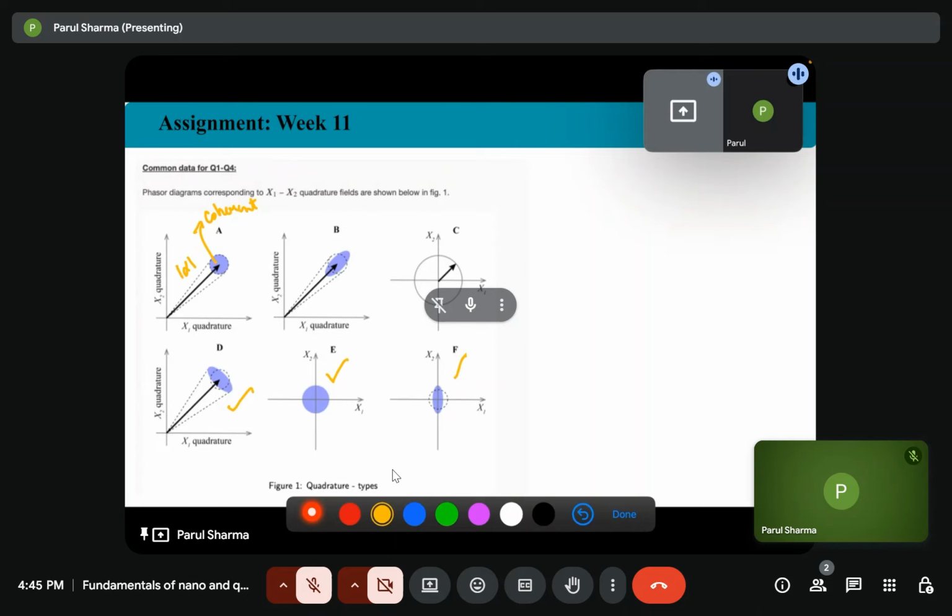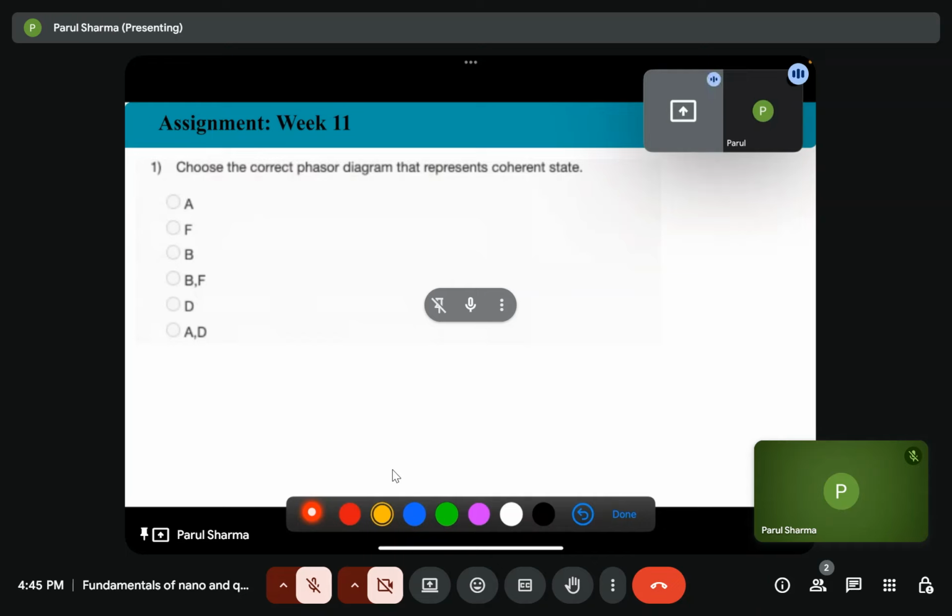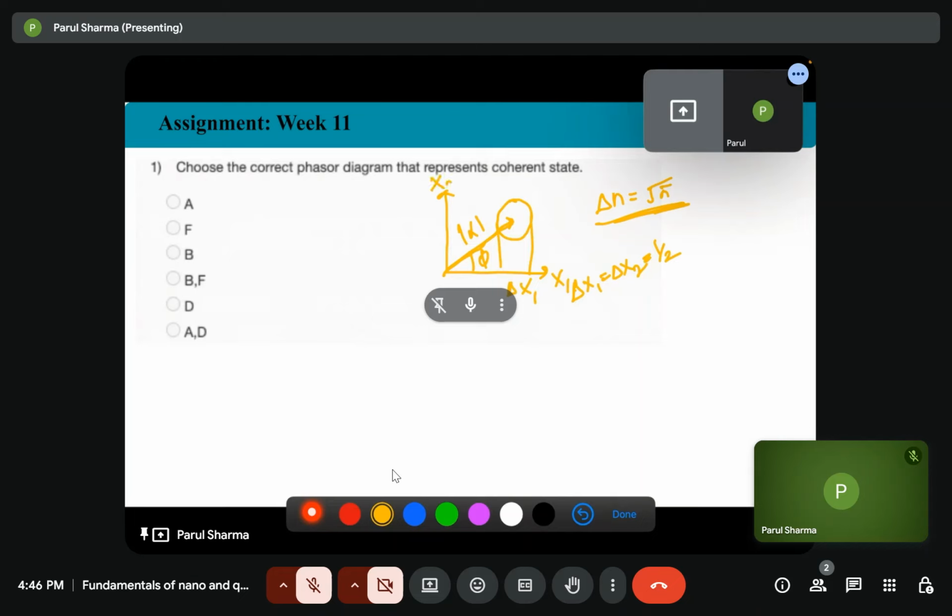Now the first question is, choose the correct phasor diagram that represents the coherent state. So we saw that for the coherent state, it will be like this, because delta n is equal to root n bar, and here it is represented by alpha. This length will be the same as n bar. So here delta x1 is equal to delta x2 is equal to half.